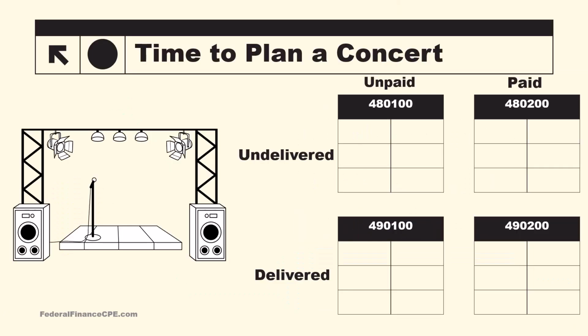Here's where we start putting our obligation accounts into action. I've set up a blank matrix to help us track every financial move we make while planning this concert. You can see our familiar 4 accounts ready to go. 480100 and 480200 up top for our undelivered orders, and 490100 and 490200 below for our delivered orders. The empty stage you see on the left is about to become the site of our concert. Like in federal accounting, though, we'll need to make several commitments before the music starts playing.